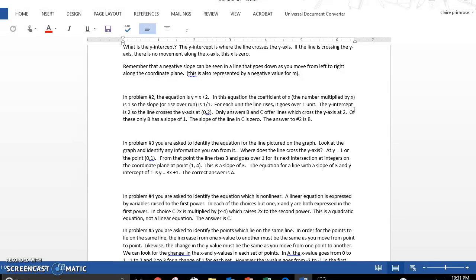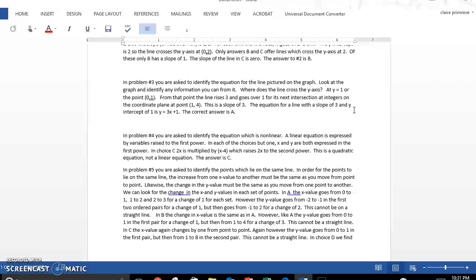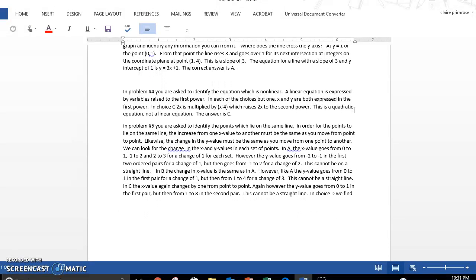The equation for a line with a slope of 3 and a y-intercept of 1 is y equals 3x plus 1. The correct answer to problem 3 is A. In problem 4, you're asked to identify the equation which is non-linear. A linear equation is expressed by variables raised to the first power. X and y are both just x and y.